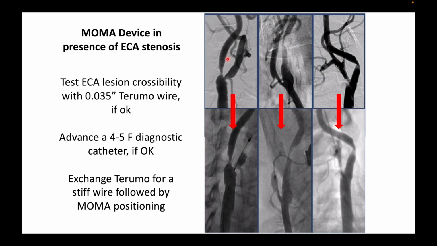So the way to do it is you first take a Terumo wire 035, cross it into the external carotid artery there, and then take a 4 or 5 French diagnostic catheter over it. If it goes across, that means the MoMA device will also go across. Then you can change it over to an implant super stiff wire and bring your MoMA device in, and the external carotid artery balloon will easily go across this, and you can inflate the balloon here. In these three cases, you can see the balloon inflated here, here, and here. So in all three cases, we were able to cross this.